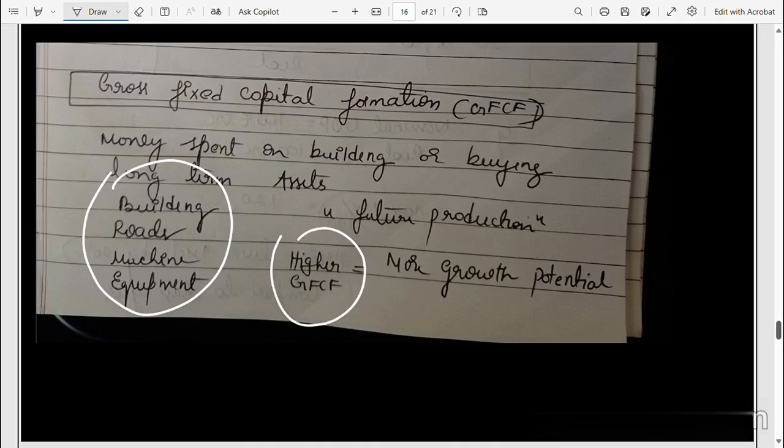So the higher the GFCF, the more growth potential. So you think and invest. If you feel that in future there is a profit in this, you invest there. So that is called gross fixed capital formation.